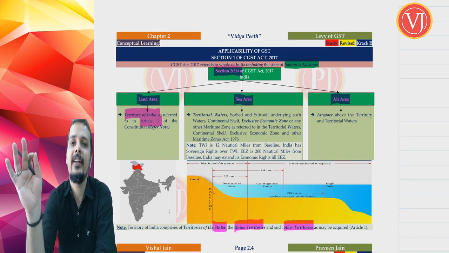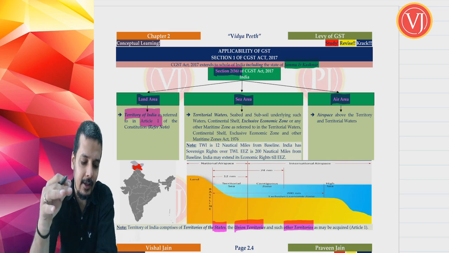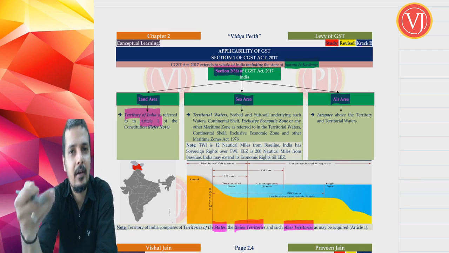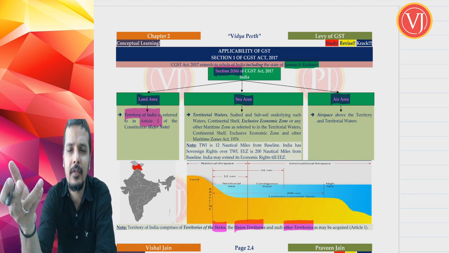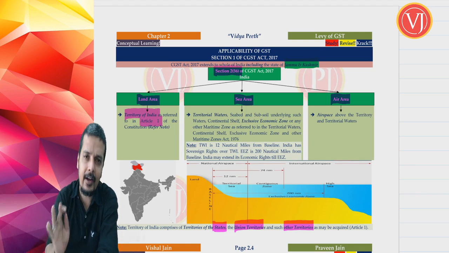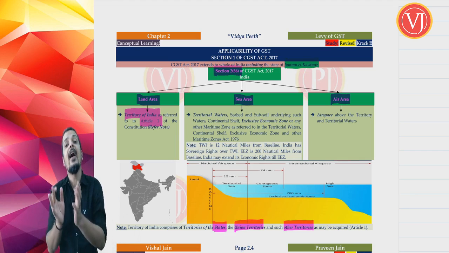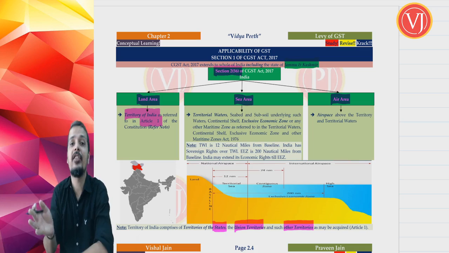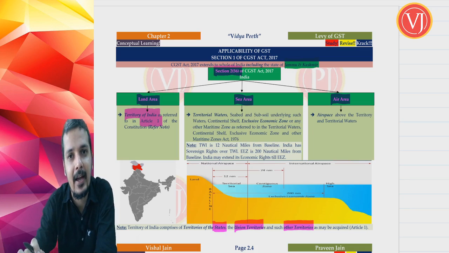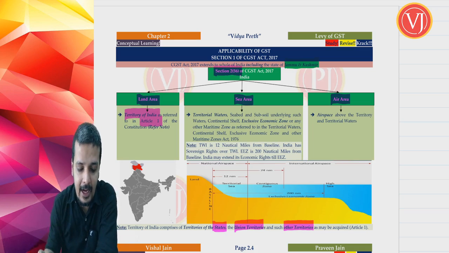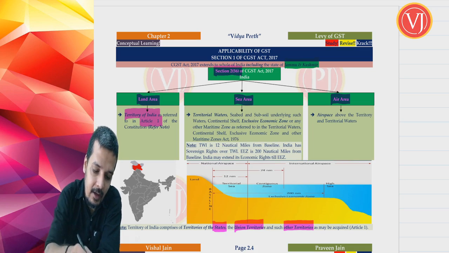Land area is telling a simple point, that it is covering the territory of India, which is given under Article 1 of the Constitution of India. And what is Article 1 of the Constitution of India telling? Article 1 tells that the territory of India comprises all the states, all the union territories, and other territories which may be acquired by India or which are acquired by India. That is all about your land part. So first part, India, we have discussed the land part.